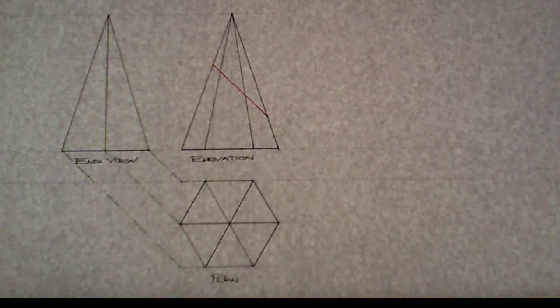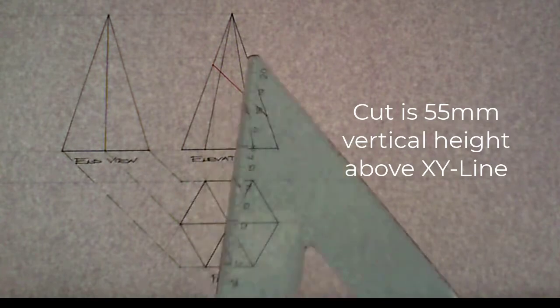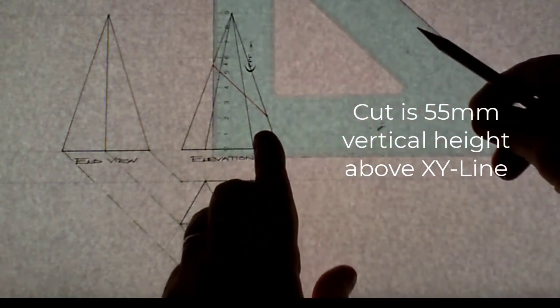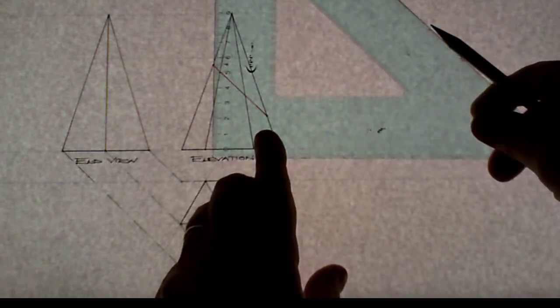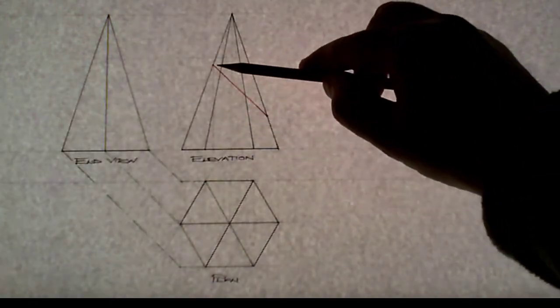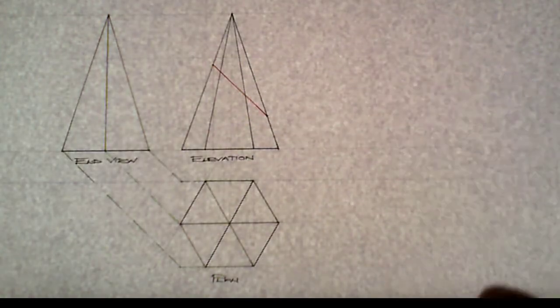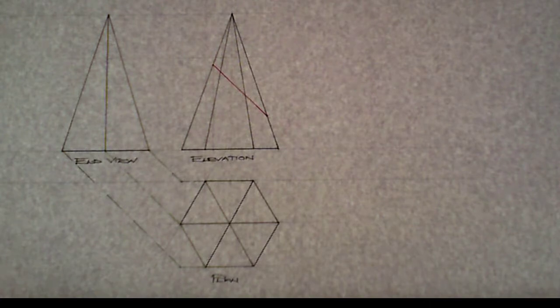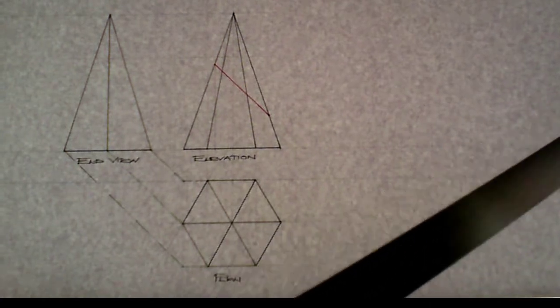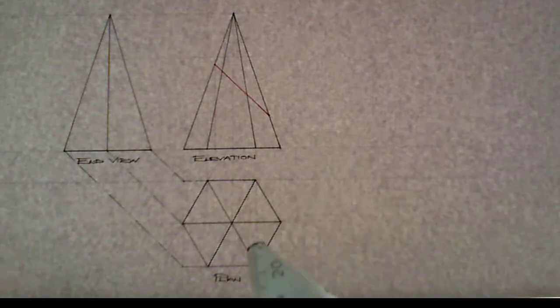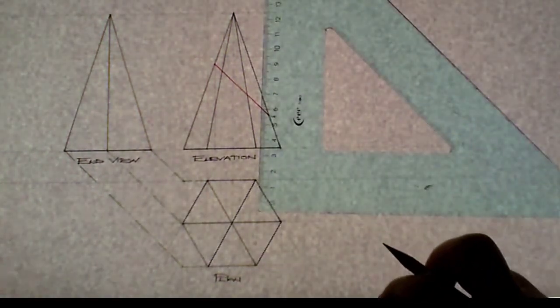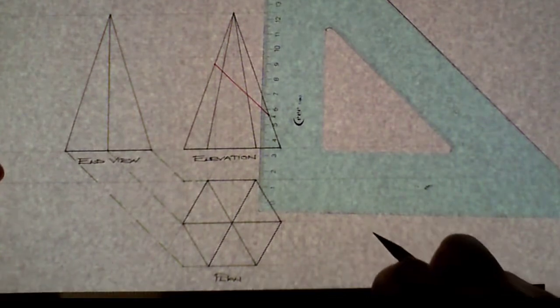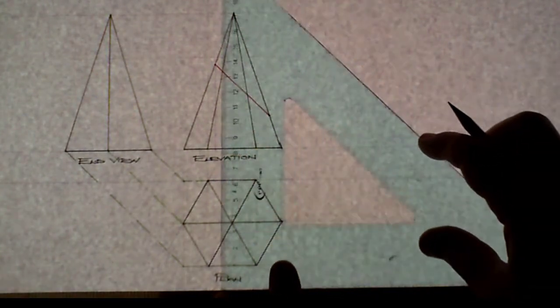Now the cut then, I've imposed this cut and it is 55 millimeters vertical height on the left hand side. So 55 millimeters up and cut at 45 degrees. So the next step is to see how that cut imposes itself on the plan. Simply what I do is I bring those points down from the elevation to their corresponding generators on plan.